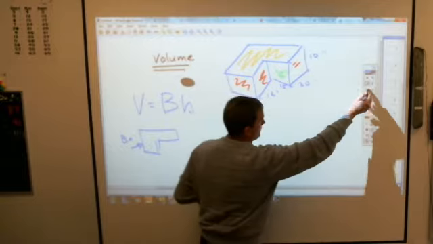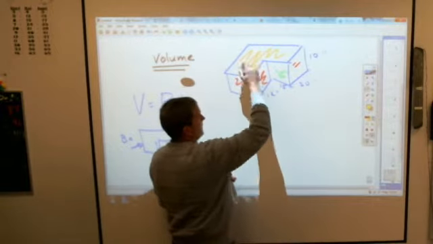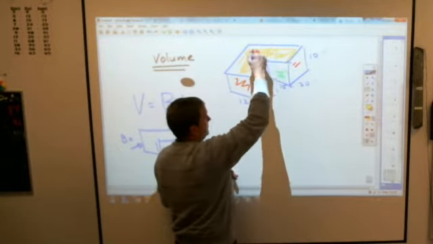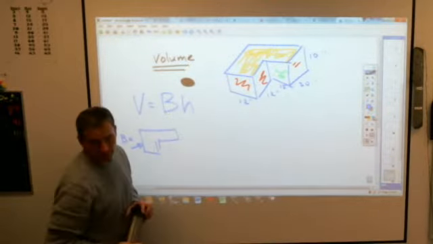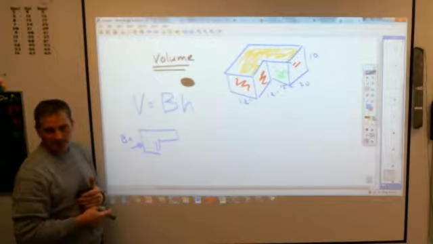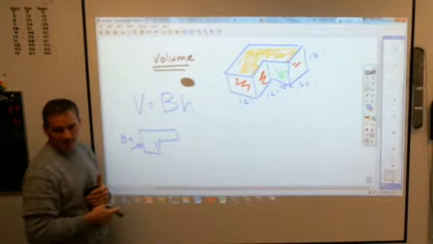See the yellow, ladies and gentlemen, this is my base. What measurement is perpendicular to that? Kayla, please tell me. 10 inches. Hopefully so, if somebody picks up on that.